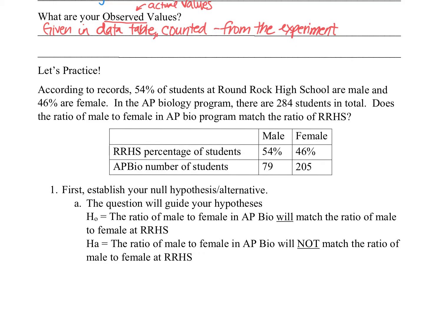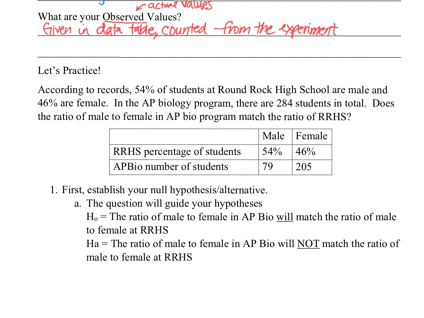So you are given here the percentage of students that was given to you in the background. So 54% are male, 46% are female at Round Rock High School. In the AP Biology program, there's a total of 284 students. And of those 284 students, I counted 79 male and 205 female. So what we want to see is, does the ratio of male to female match the ratio of male to female in all of Round Rock High School?